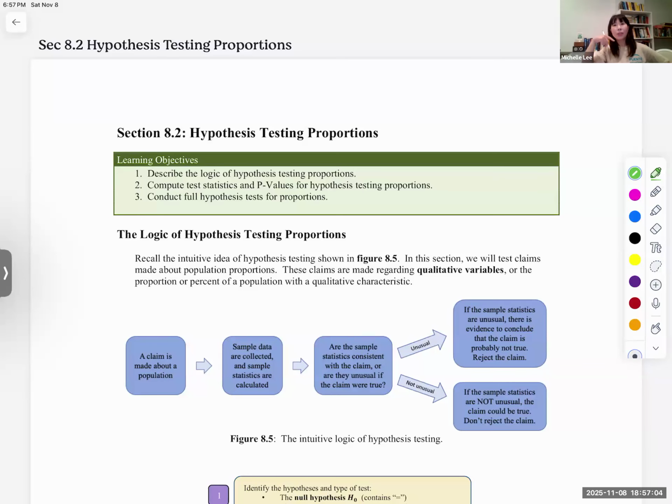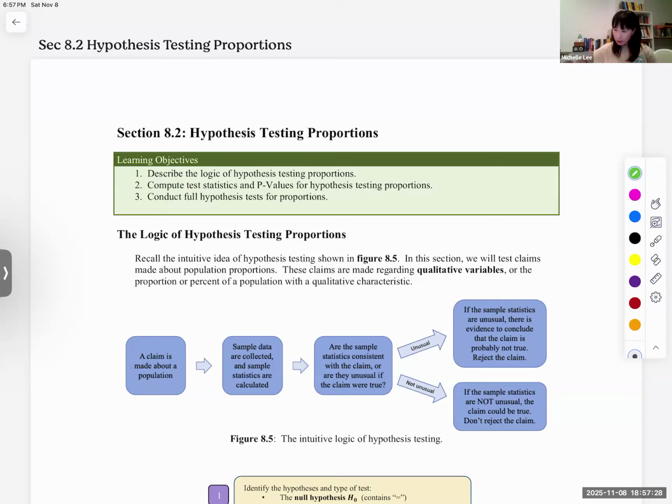Hello everyone. Today we are going to learn 8.2, hypothesis testing proportions. So we learned about the logic of hypothesis test last section, right? So today we talk about hypothesis testing proportions.